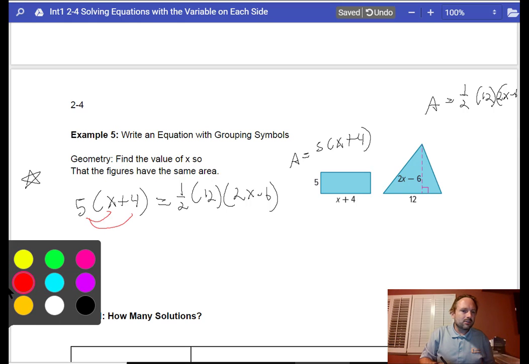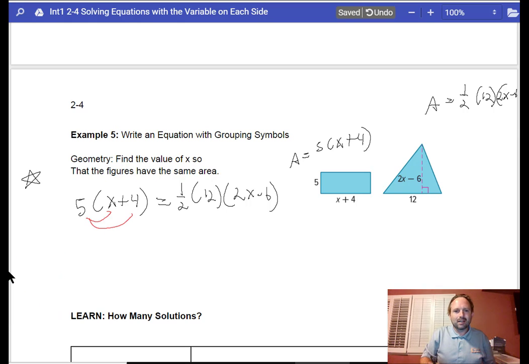So we're going to use the distributive property. Now, I know there's a fraction, but we can just do half of 12. Half of 12 is 6. And then we still have 2x minus 6 right here. So it gets rid of the fraction. We don't have to do anything.